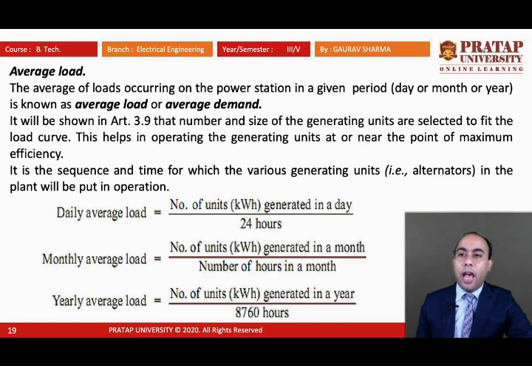The average of the load occurring on the power station in a given period is known as the average load or the average demand. We categorize it: daily average load is equal to the number of units in kilowatt-hours generated in a day divided by 24 hours. Monthly average load is the number of units generated in a month divided by the number of hours in a month. Finally, the yearly average load is similarly the number of units in kilowatt-hours in a year divided by the number of hours in a year, which is 8760 hours.